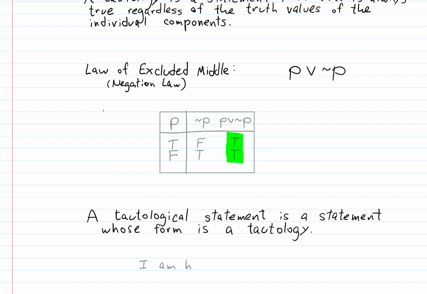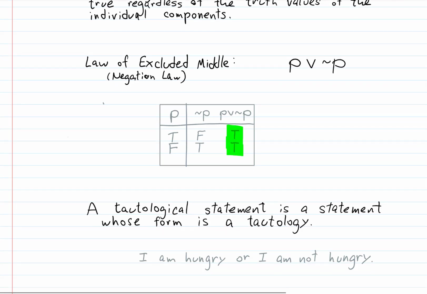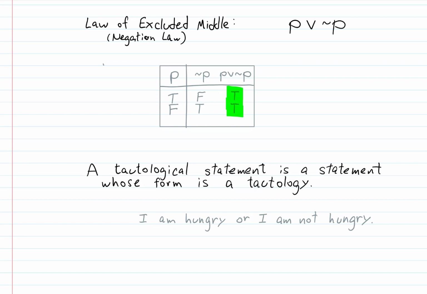I am hungry. Or I am not hungry. That's a tautological statement because its form is this. Suppose I represent that statement, I am hungry. That's a statement. It's either true or false, so it's a statement. Let me represent that by P.